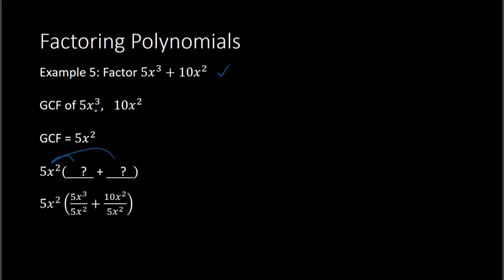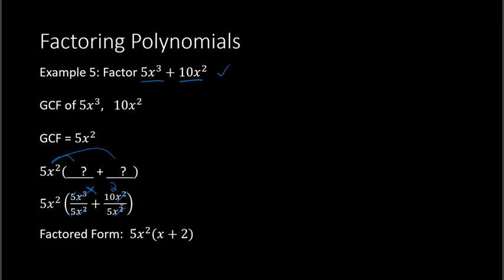I can divide the 5x cubed by that greatest common factor of 5x squared, and then divide 10x squared by that 5x squared. So whatever that's equal to, that's what goes here in the parentheses. So here the 5's would cancel. I have 1x on the top left over, so that's going to be an x right there. Second fraction, x squareds cancel. 10 over 5 is 2, so I have a 2 over here. So I have an x and a 2, so my factored form would be the 5x squared outside, and then x plus 2 on the inside.